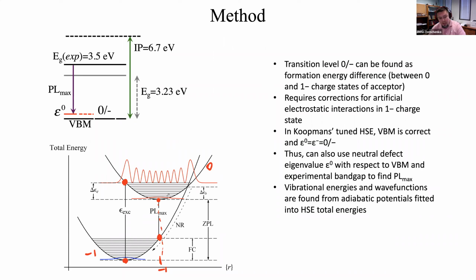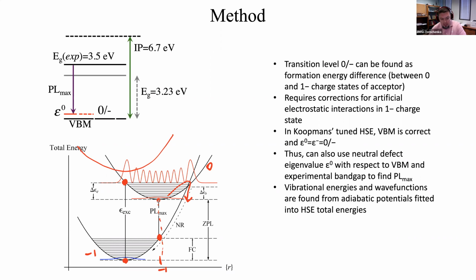And here you can see, is this barrier big or small for non-radiative transition? If it's big, it's going to be radiative. If it's small, it's going to be non-radiative. And also you can see whether the hole will be captured efficiently or there is a barrier for capture of the hole here.